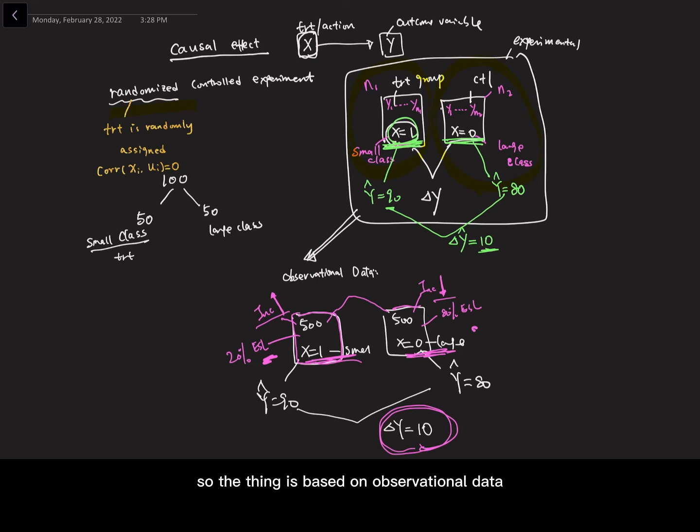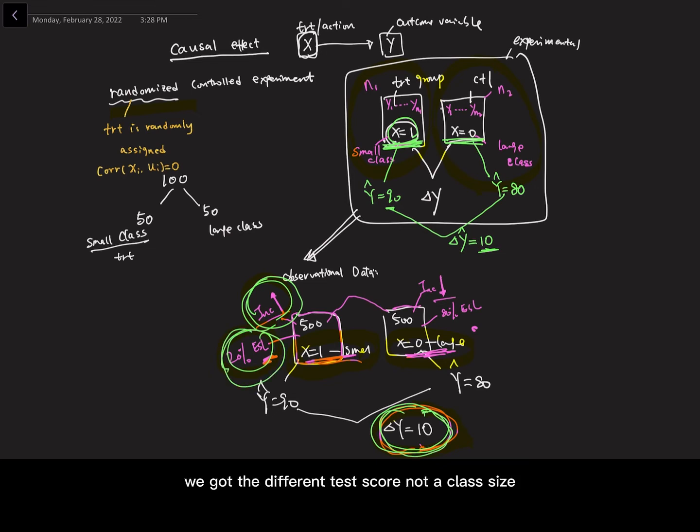So the thing is, based on the observational data, we can't guarantee that the only difference between two groups is the treatment itself. So that's why, even if you observe the difference as 10 points, you can't say that's caused by the class size X. Maybe it's caused by some other variable, income, and whether you're immigrants with English as a second language, or by some other confounding factors. We call this a confounding factor. So maybe this is the reason we get this difference in test score, not the class size.